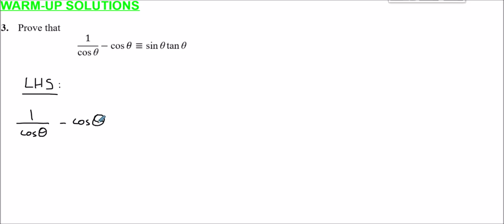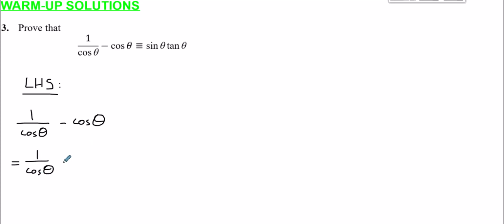So what I'm going to do here is rewrite this as a fraction with a common denominator of cos theta. So this will be left just as 1 over cos theta. This bit won't change at all because it already has the correct common denominator of cos theta. However, what I need to do with the minus cos theta is to multiply it by itself to give cos squared theta and divide it by itself. So essentially multiply by cos theta over cos theta.